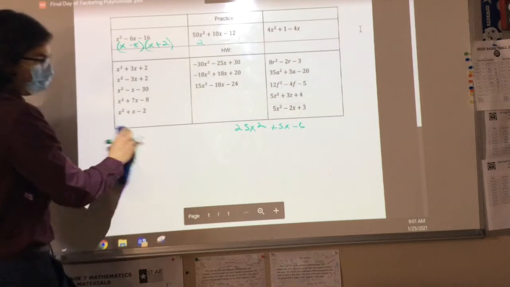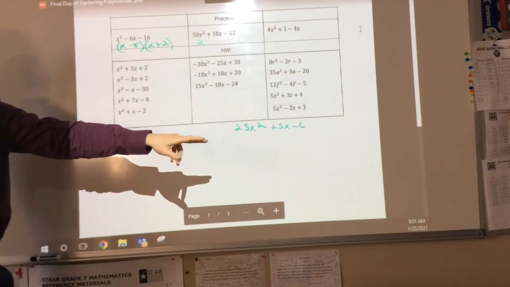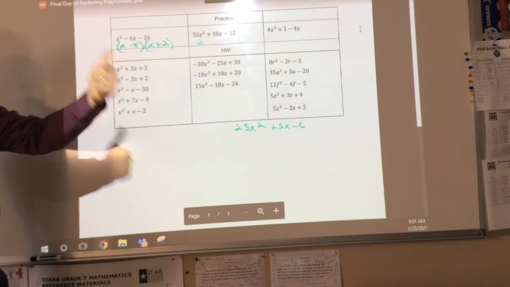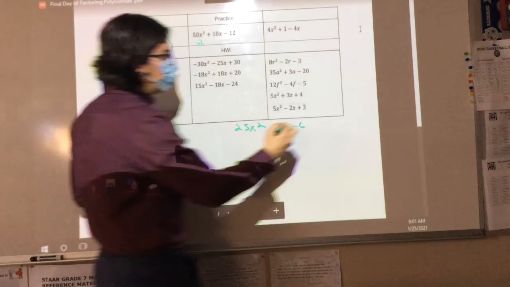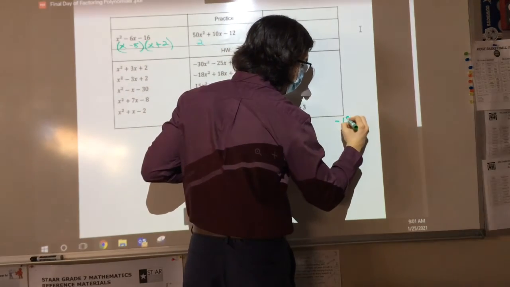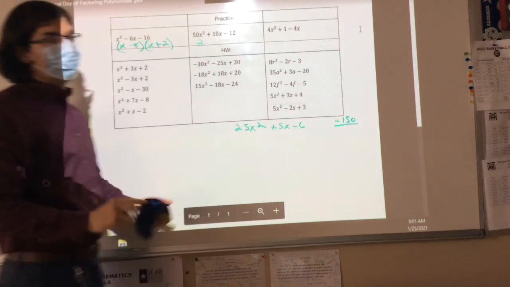Now, unfortunately, we still got to multiply a big number by a pretty small number. So 25 times negative 6 is going to produce a negative answer. 25, 50, 75, 100, 125, 150. So we're looking for a negative 150.